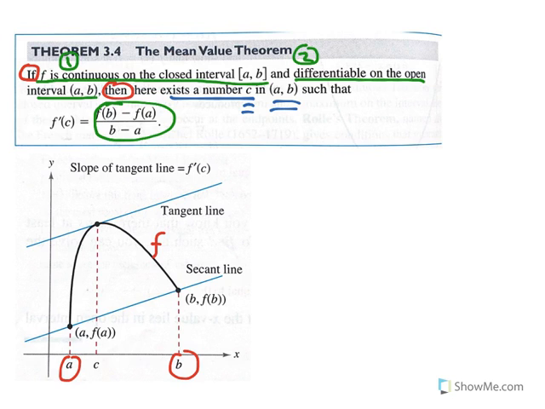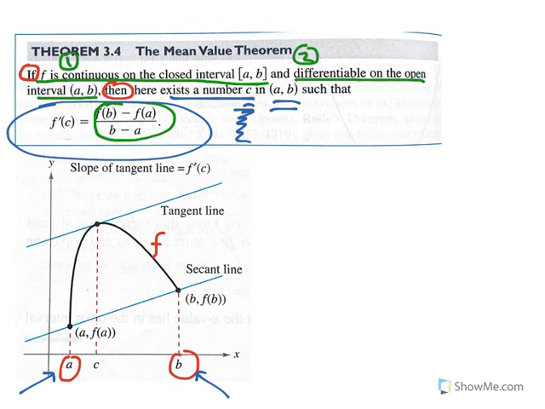So if that happens, the mean value theorem guarantees the existence of at least one value c between x equals a and x equals b. The mean value theorem states that there has to be at least one x value c between a and b such that this must be true. And what is this stating?